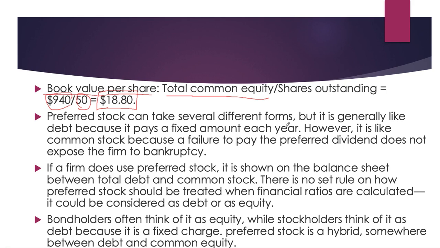Actually, bondholders often think this as equity, and the stockholders think this as of debt because it has a fixed charge and preferred stock has the priority compared to the common equity holders. But debt holders, the bondholders, also has the priority compared to the preferred stockholders. So it is something in between and can be considered as a hybrid.